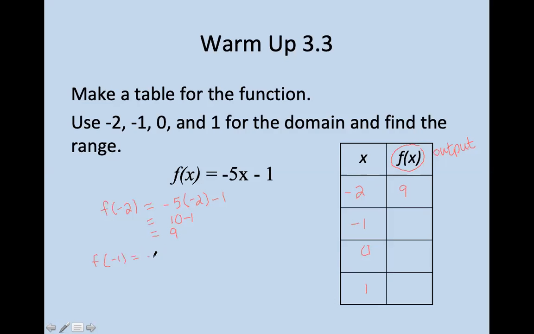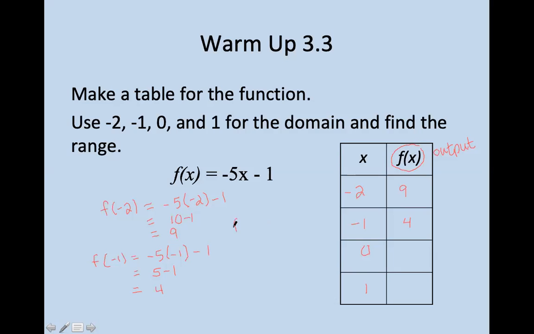Again, I set it up the same way. I replace x with -1. And notice I use parentheses when I replace it, so I make sure I don't lose any positive or negative signs, so that I remember this is multiplication. Remember, a number next to a variable is multiplication. So -5 times -1 is a +5, minus 1 would be 4. So when I put in -1, I get 4.